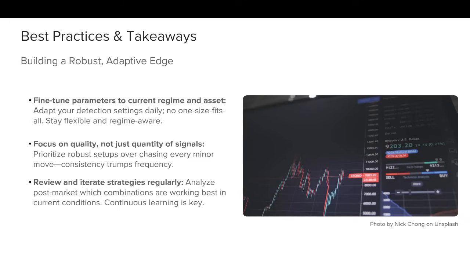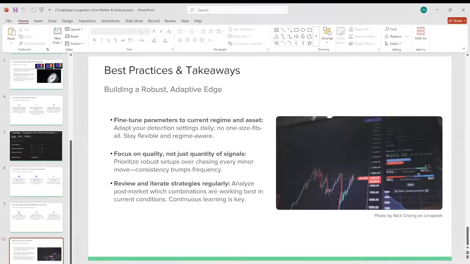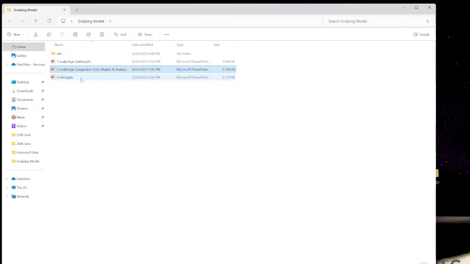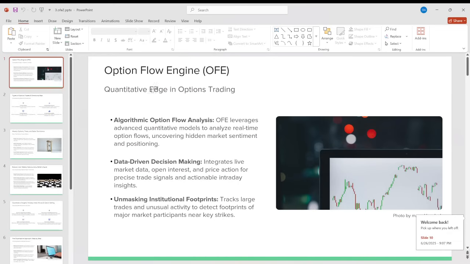Number 3, review and iterate strategies regularly. Analyze post-market, this is what I was saying. Every day which combinations are working best in current conditions. Continuous learning is the key. This brings us to an end to the second PPT, which is the congestion zone indicator. We come to the last one, which is basically the order flow engine.